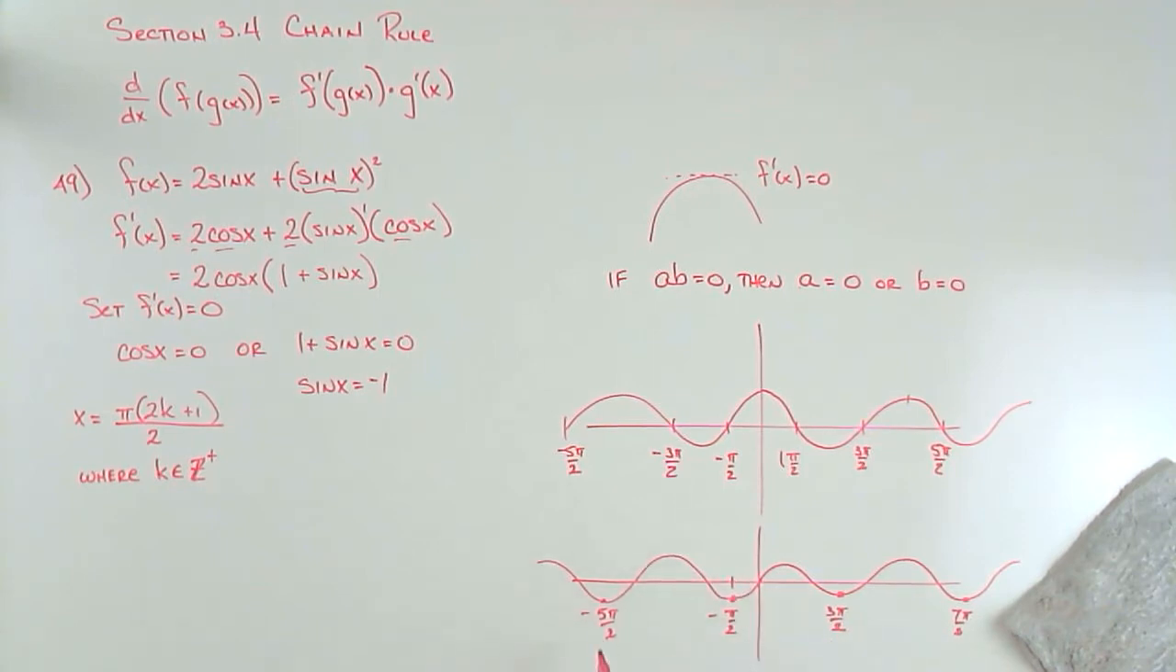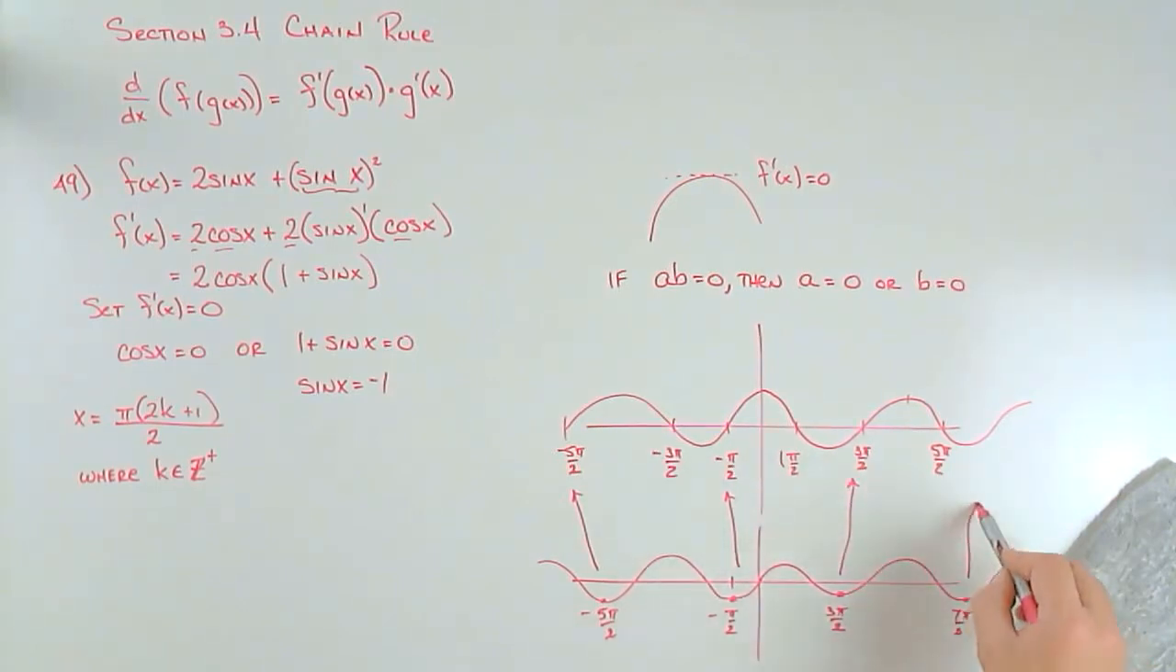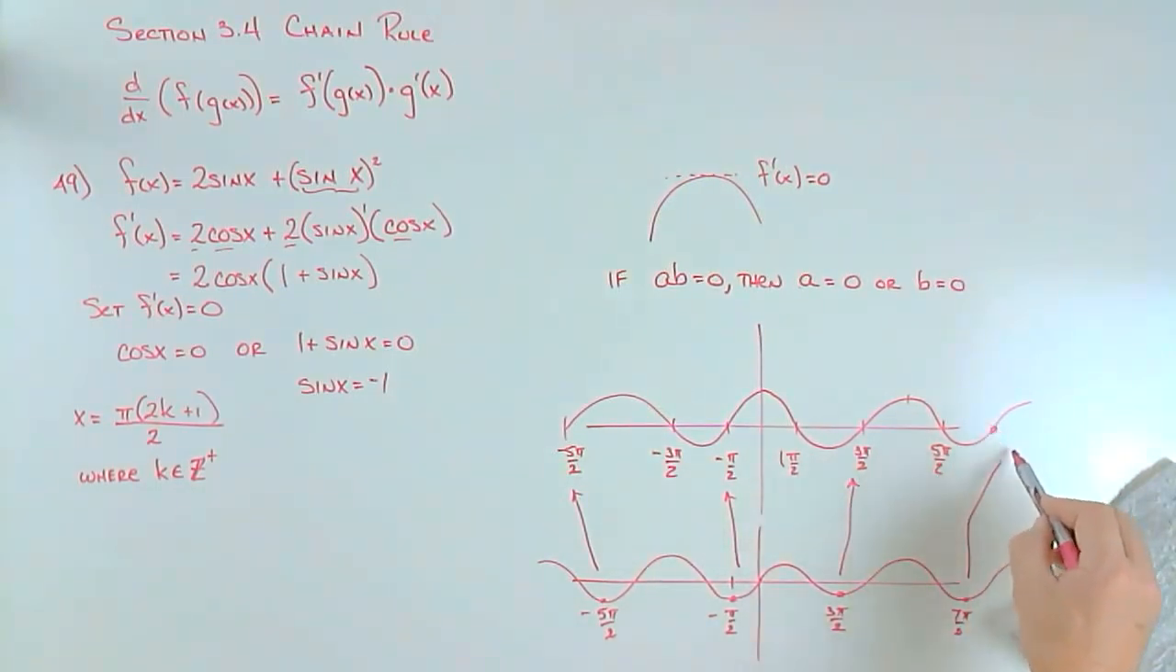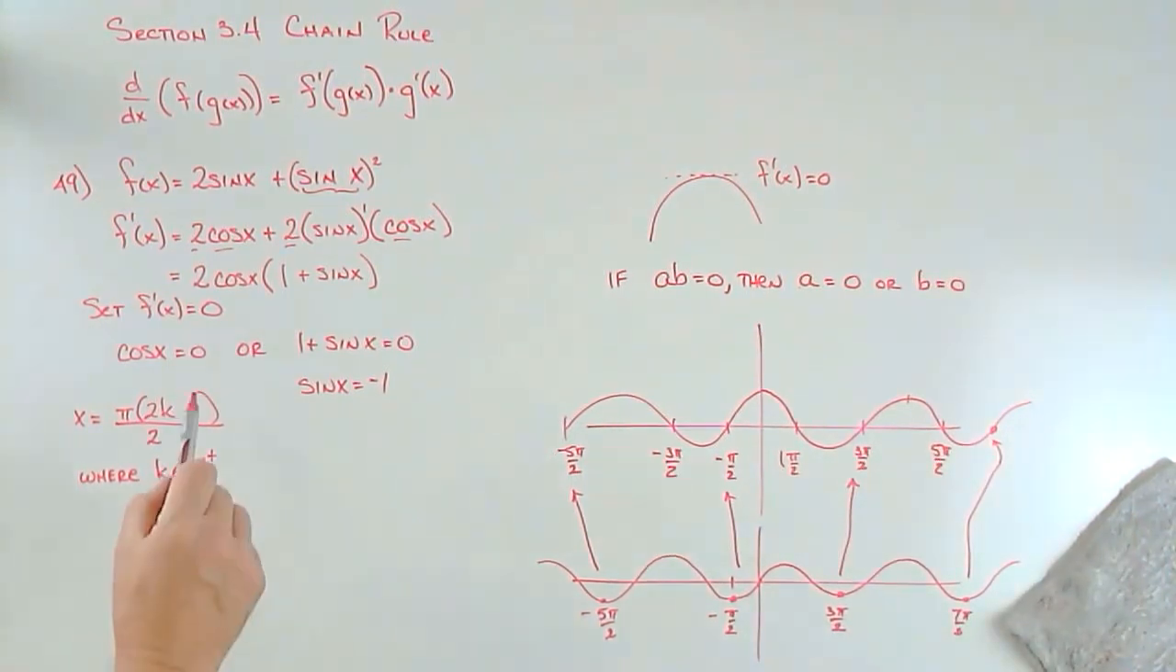And if we take a look, we already have all of these numbers. Well, it would be this one right here, accounted for in our previous answer. So this is going to be where the tangent line is horizontal. So that's number 49.